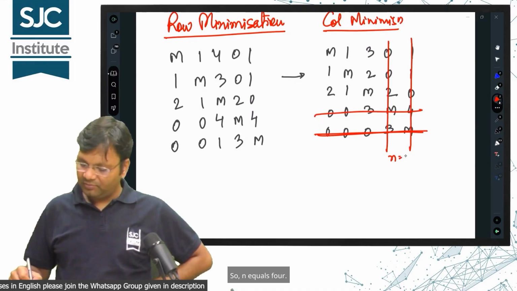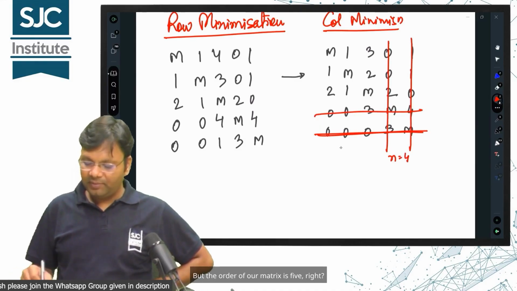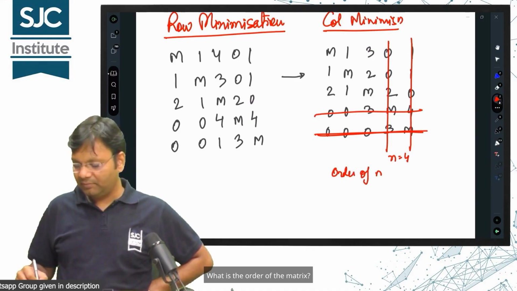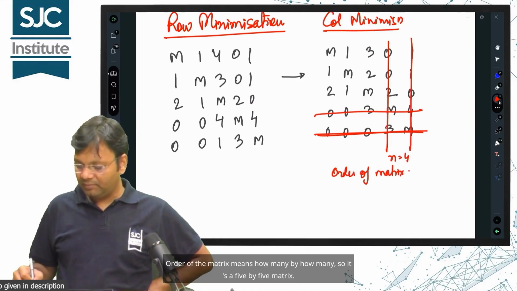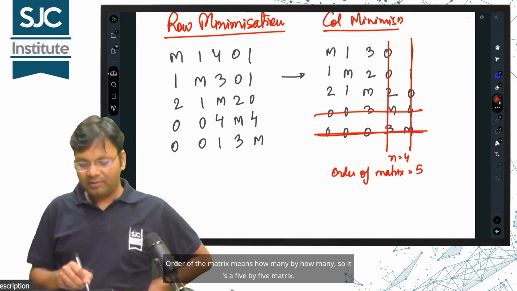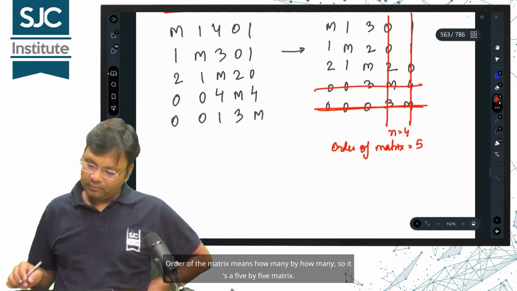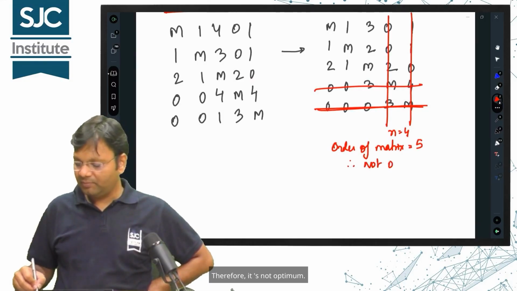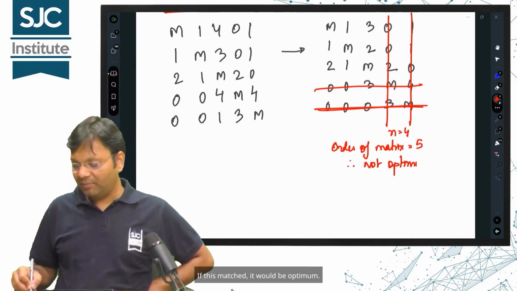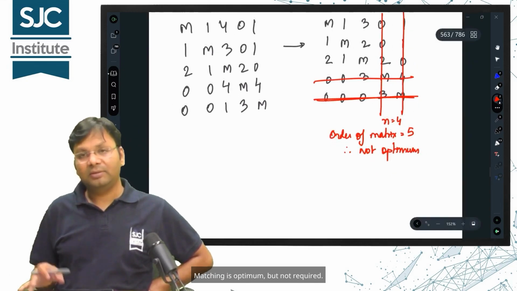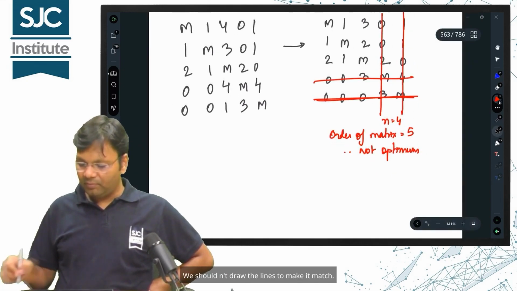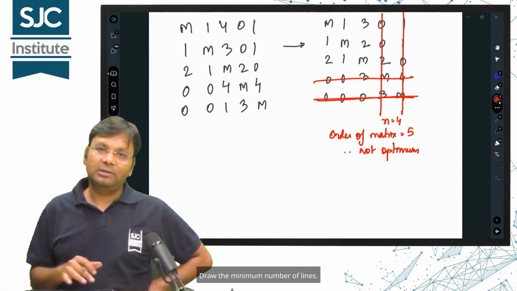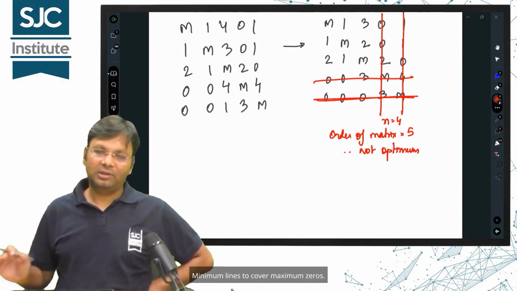So, n equals 4. But the order of our matrix is 5, right? What is the order of the matrix? 5. Order of the matrix means how many by how many, so it's a 5 by 5 matrix. Therefore, it's not optimum. If this matched, it would be optimum. Matching is optimum, but we shouldn't draw the lines just to make it match. Draw the minimum number of lines, minimum lines to cover maximum zeros.